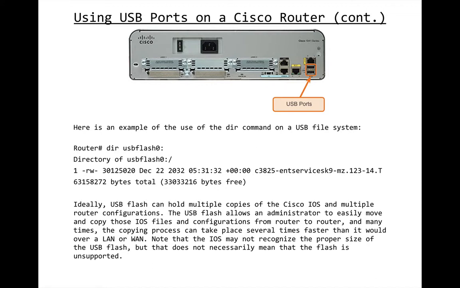So here we have a flash drive in. I did a dir usbflash0. The second flash port would be usbflash1, and right now it tells me that it just has one Cisco IOS file on it.